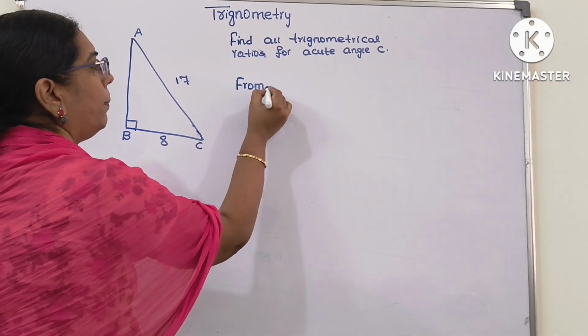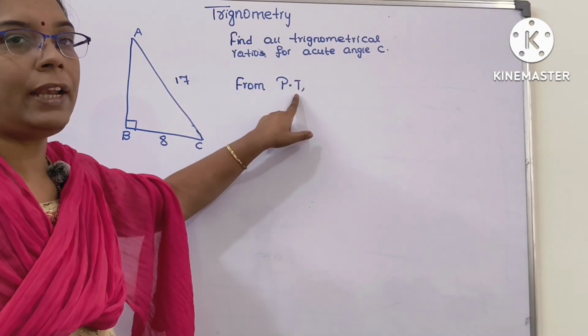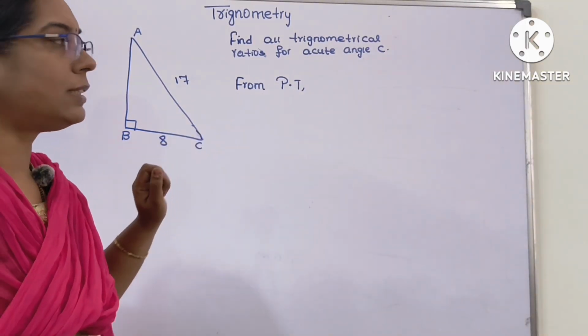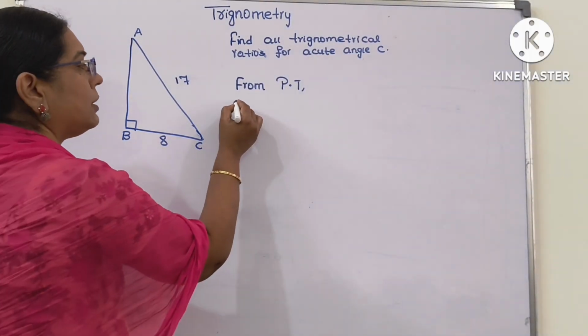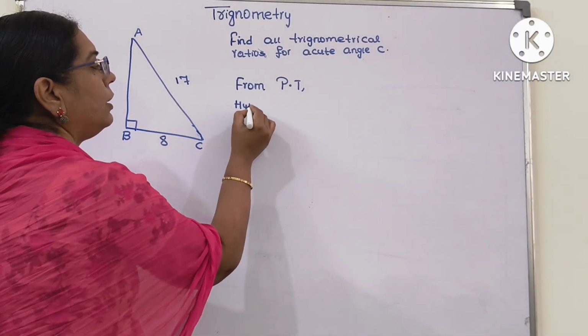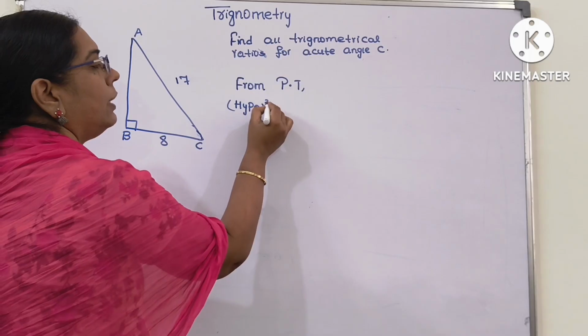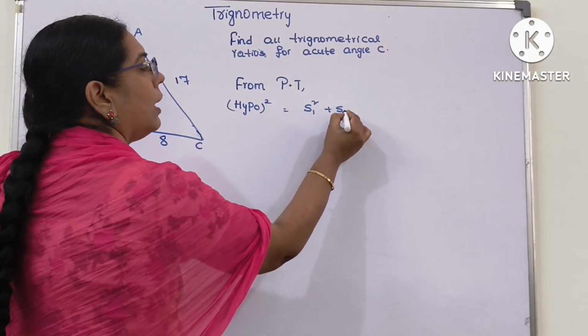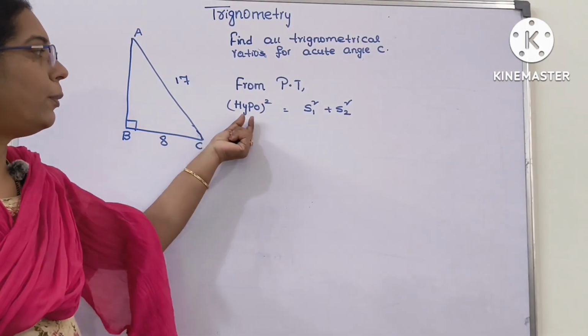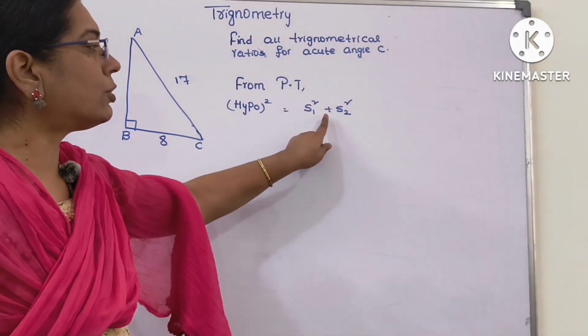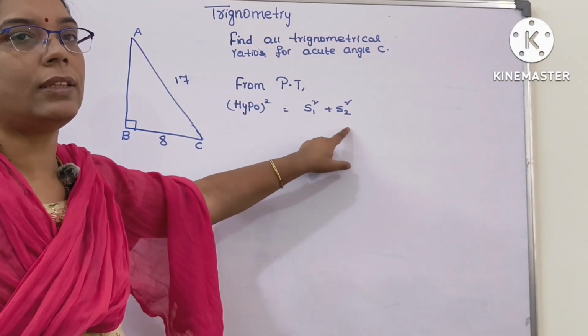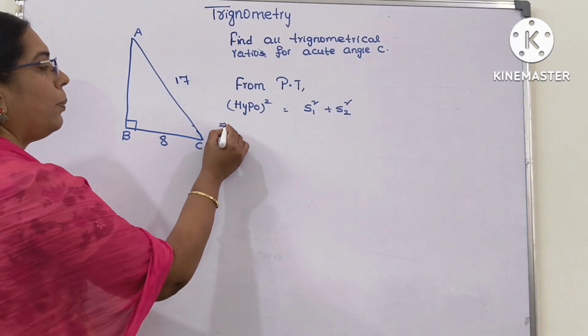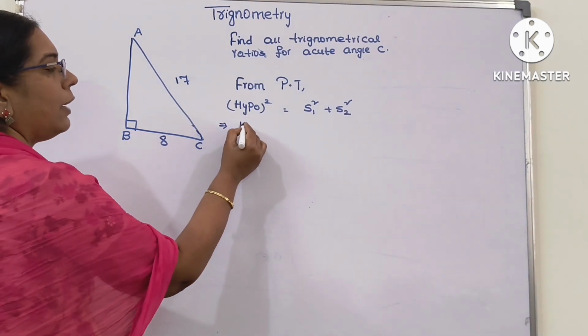So, from Pythagoras theorem, writing PT, which means Pythagoras theorem. Pythagoras theorem states that hypotenuse square is equal to the sum of the squares of the other two sides. Which is the hypotenuse? 17 is the hypotenuse.